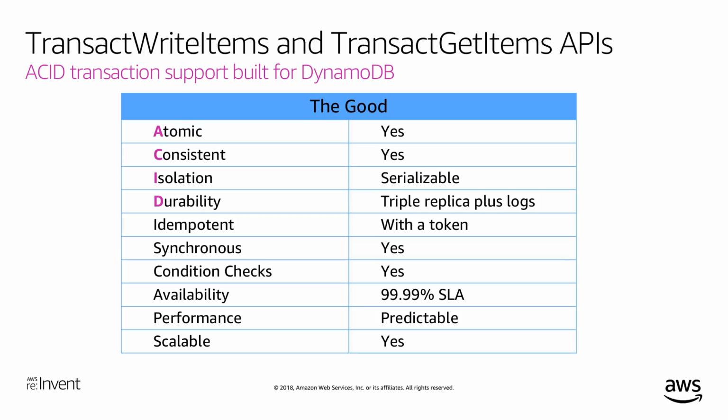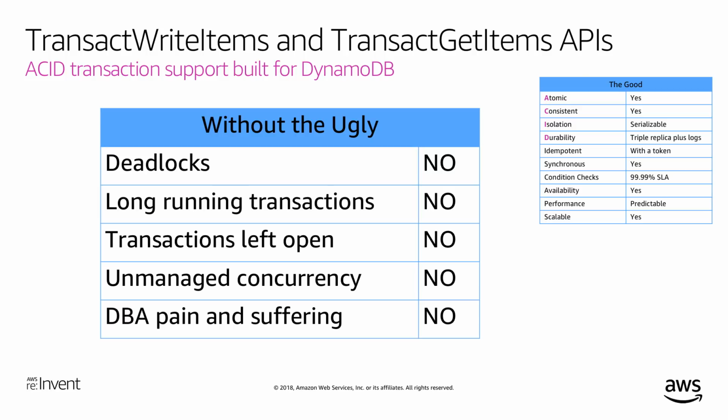We have recently a 99.9% SLA with DynamoDB. Performance is going to be predictable because it's going to scale. It is Dynamo, so it's going to scale like any other implementation would, without the ugly, so you don't get deadlock. It uses an optimistic locking mechanism. If you're familiar with optimistic versus pessimistic locking, pessimistic locking assumes that somebody else is going to do something with that data and therefore locks that particular data item while somebody's transacting against it.